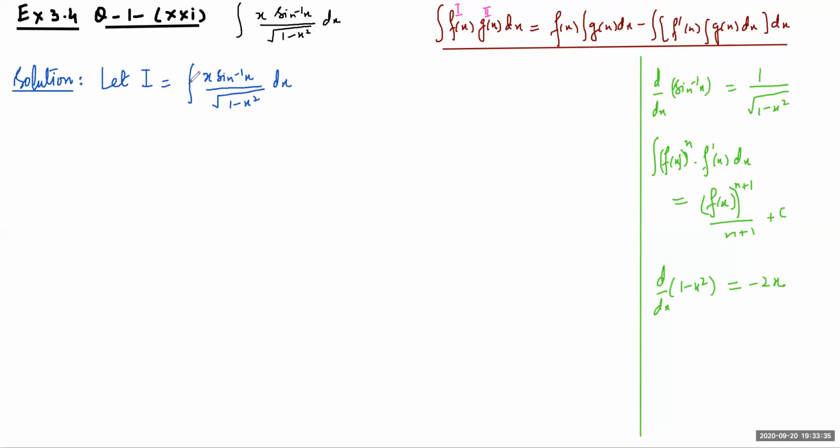Let's get to our integral. Integral I equals, we have named the integral as I. Integral I is equal to integral x sine inverse x divided by square root of 1 minus x square dx. What do we do here? We just arrange it a little bit and we write it like this: integral sine inverse x into x divided by square root of 1 minus x square. That is, we arrange it a little bit.